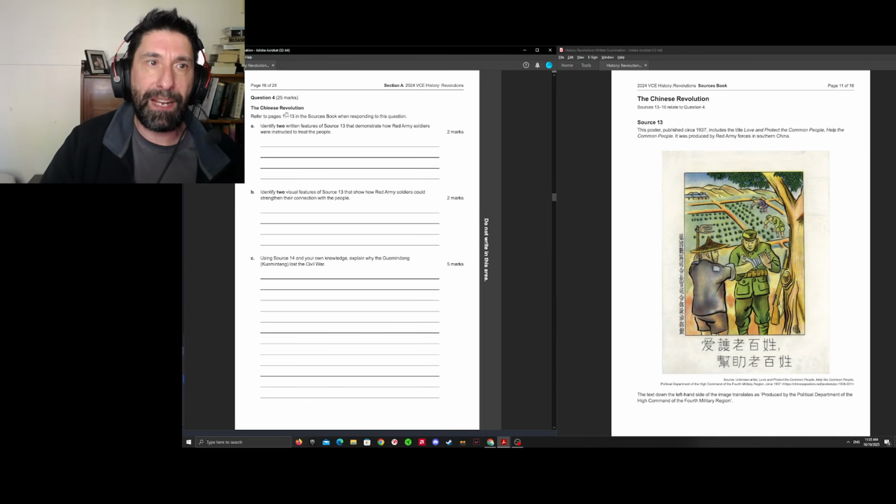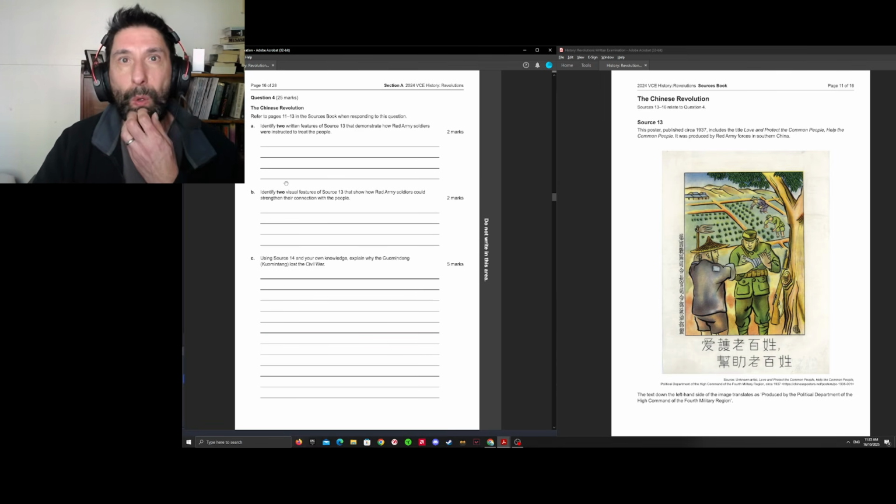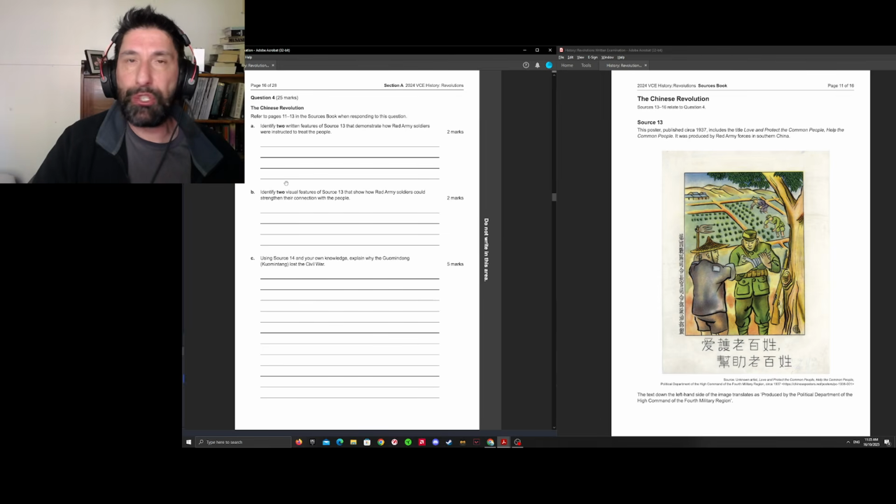I think if we go back, it was visual features first for the Russian source and then written features, but it's exactly the same. They're both 2-mark questions. They're both asking you to identify, once again, only 2 points. 2 here, 2 here. So that is all that you include. You don't include 3 because you're wasting your time. Just make sure that your points are correct.